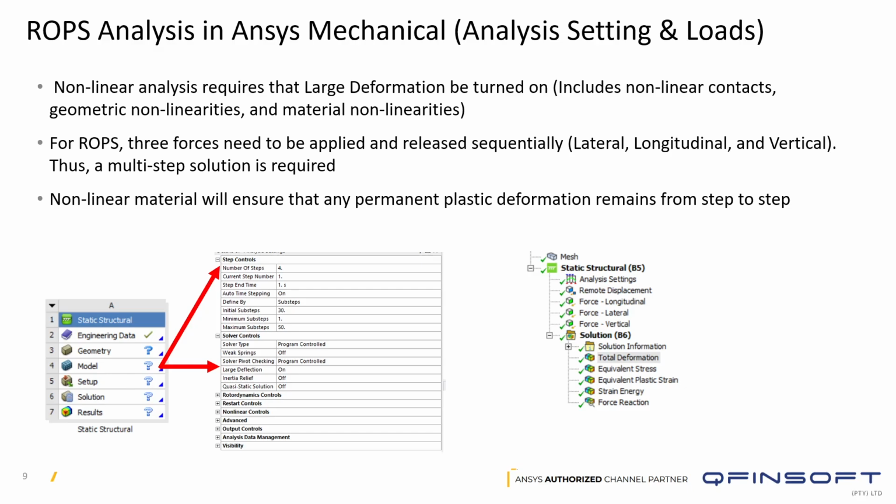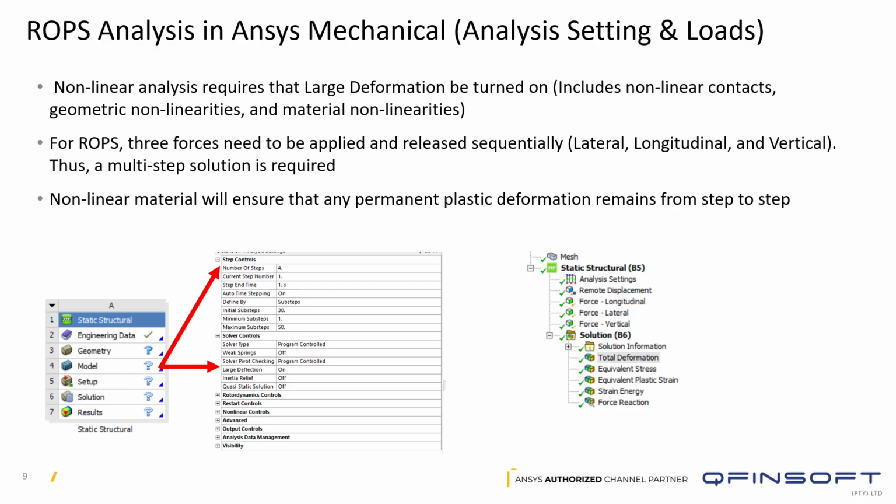And then for ROPS, 3 forces need to be applied and released sequentially, as it would be done in a test situation. First we have our lateral, so that will be from the side. Then longitudinal will be the crash case from the front, and then finally we will have a vertical load. The size of these loads depends on the mass of the structure, and the ISO standard recommends the size of the load that you will need to apply for these forces.